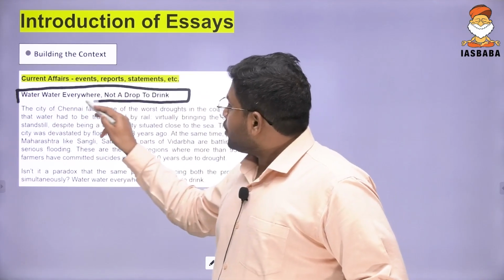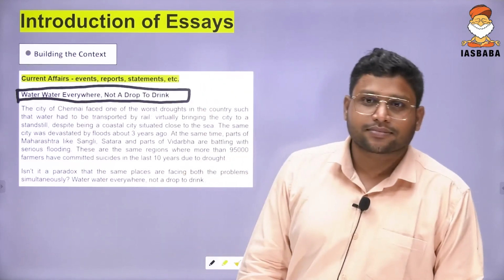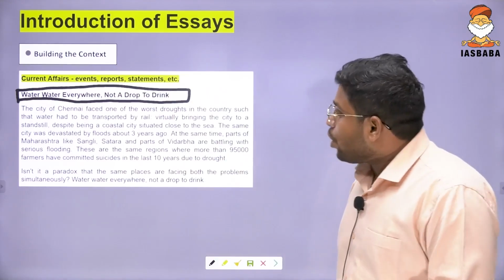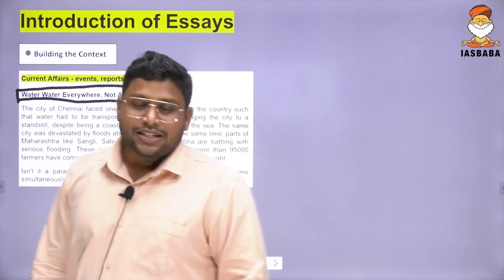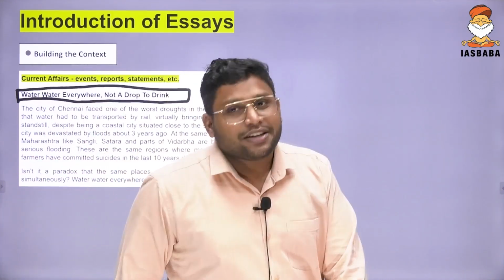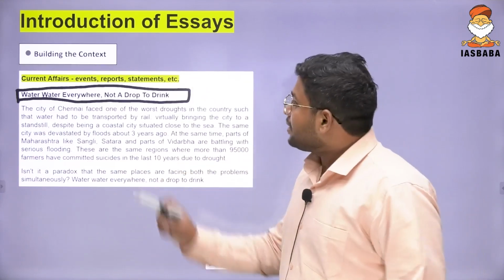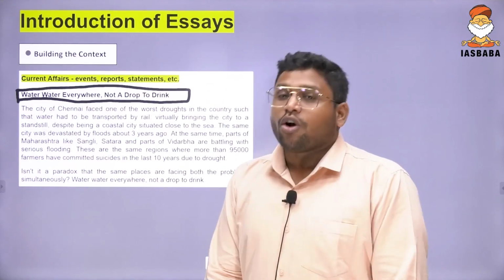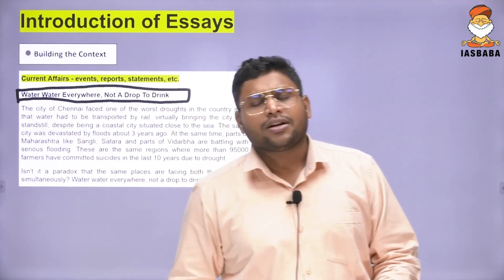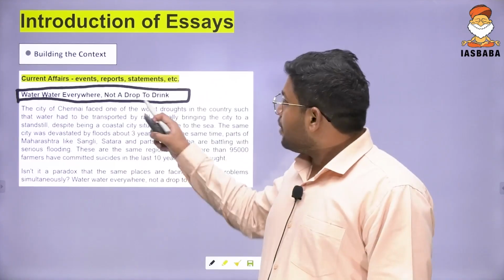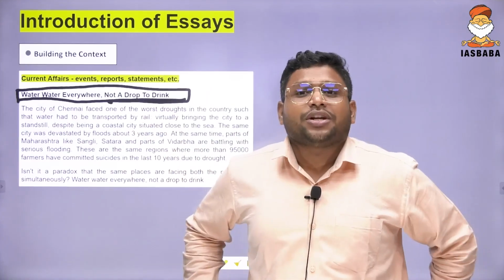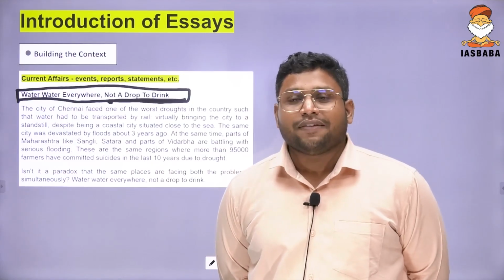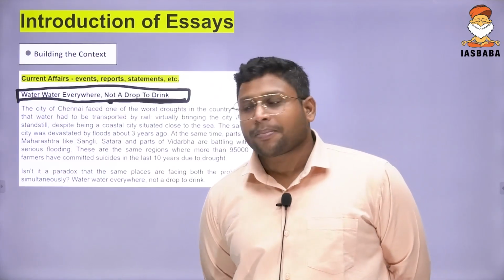Water everywhere, not a drop to drink. Very nice essay. Do you understand the meaning? Water is everywhere, but not a drop to drink. That means, although there is so much water available on this planet, abundant water is available, it is not there to drink. As far as people who need water to drink are concerned, we don't see water available. There is scarcity in some regions.